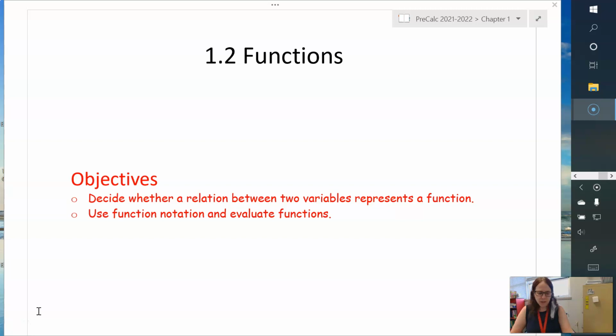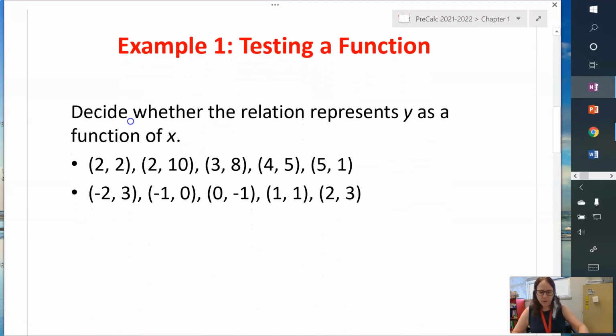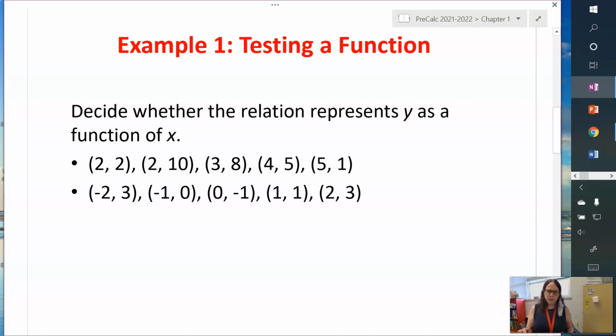Our objectives today are to decide if a relation between two variables represents a function and to use function notation and then evaluate functions. So let's go ahead and get started. First up, I'm going to give you two relations and we're going to see if they're functions or not.